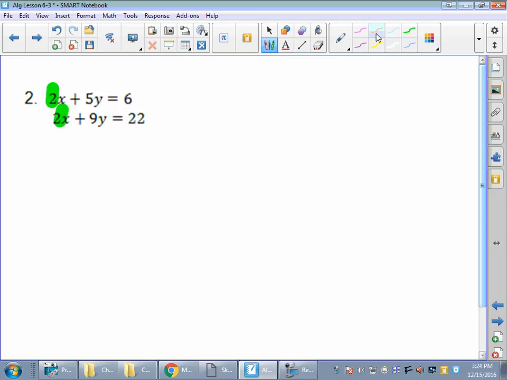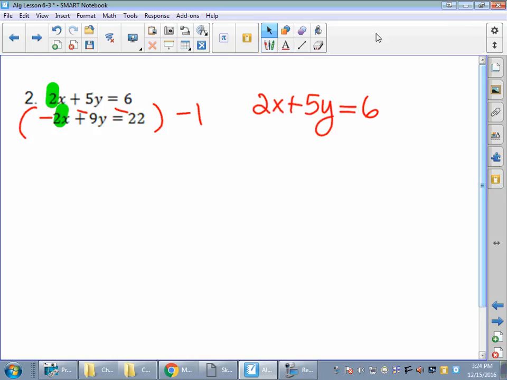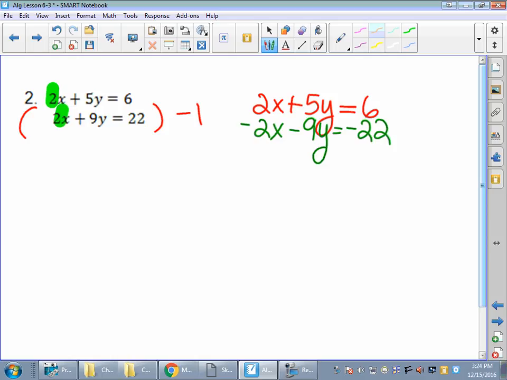Well, I can do that. If I multiply this whole top equation by -1, I would end up with a -2x, a -9y, and a -22. If you want to rewrite it, the top equation would not change at all. The bottom equation, I'm going to erase these and then rewrite it. Every sign would change. So -2x minus 9y. The most common mistake people make is they forget to multiply the 22 by the -1 as well.